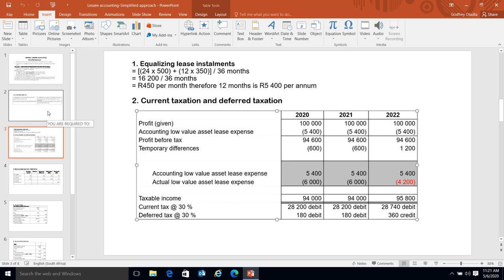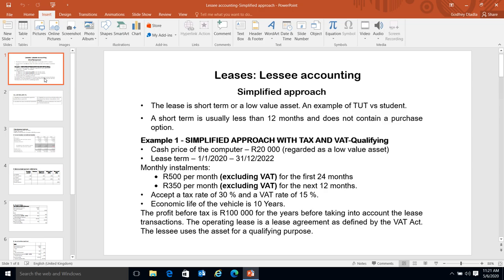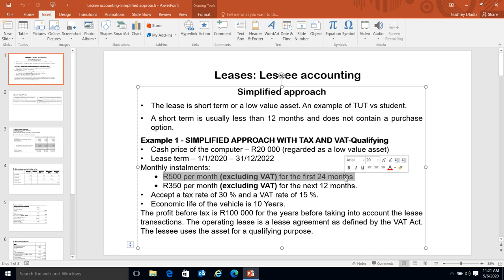Now, if you go back here, this person has paid 500 per month for 24 months, but for the first 12 months of that 24, the first one is 500 times 12. That's the actual amount that they've paid. Next year, they will pay another 500 times 12. Then the other year, it's 350 times 12.